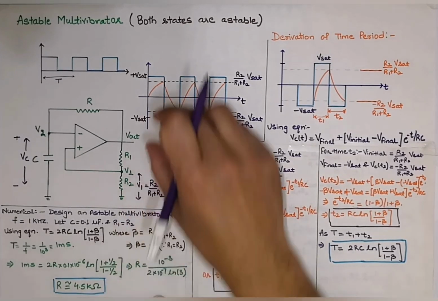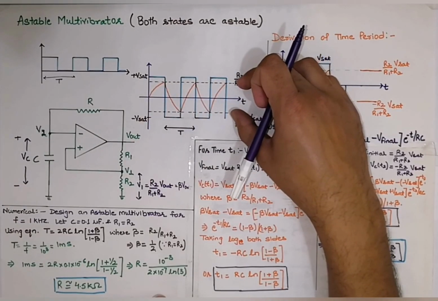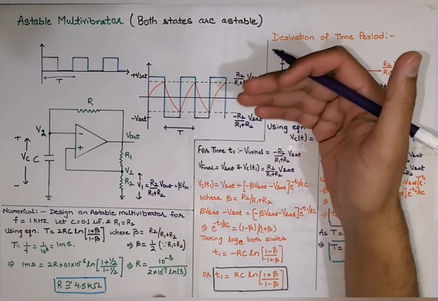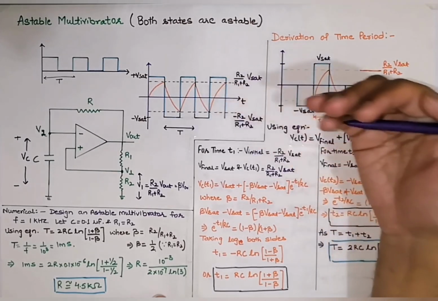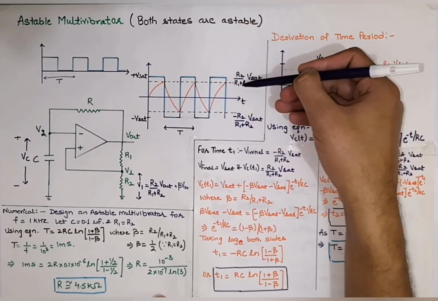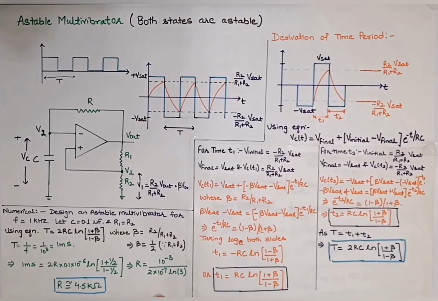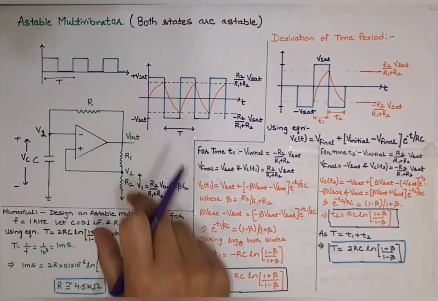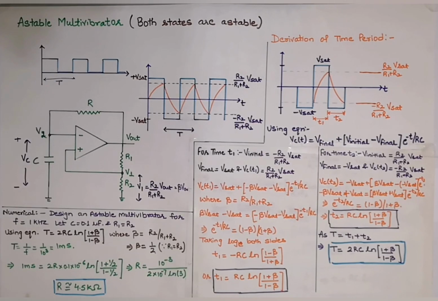So it means we will get these two values. We will not call them thresholds here, as we did in the case of the Schmitt trigger, but these are the two levels. One will be R2 upon R1 plus R2 of V saturation, and another will be minus R2 upon R1 plus R2 of V saturation. In addition to this circuitry, we are going to use a capacitor and a resistor.